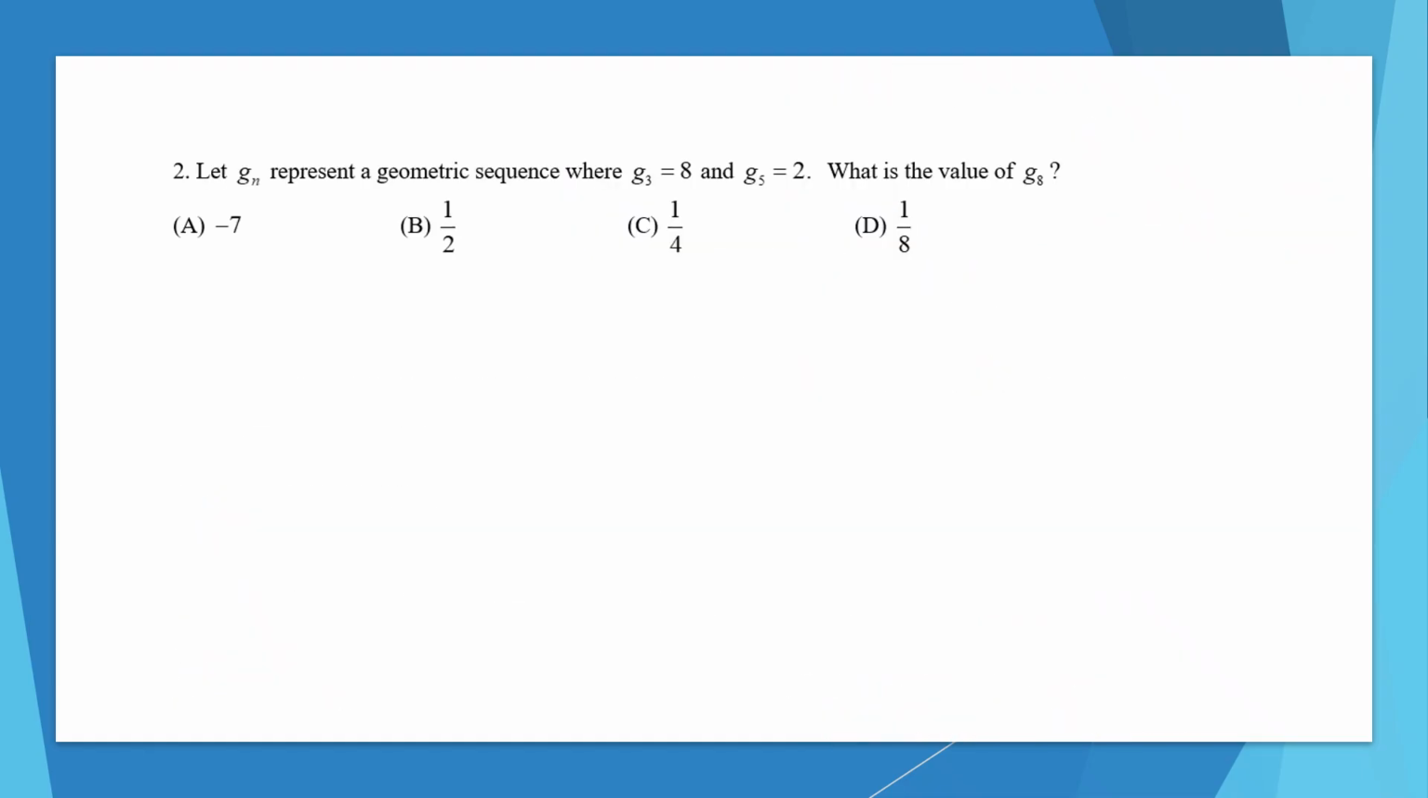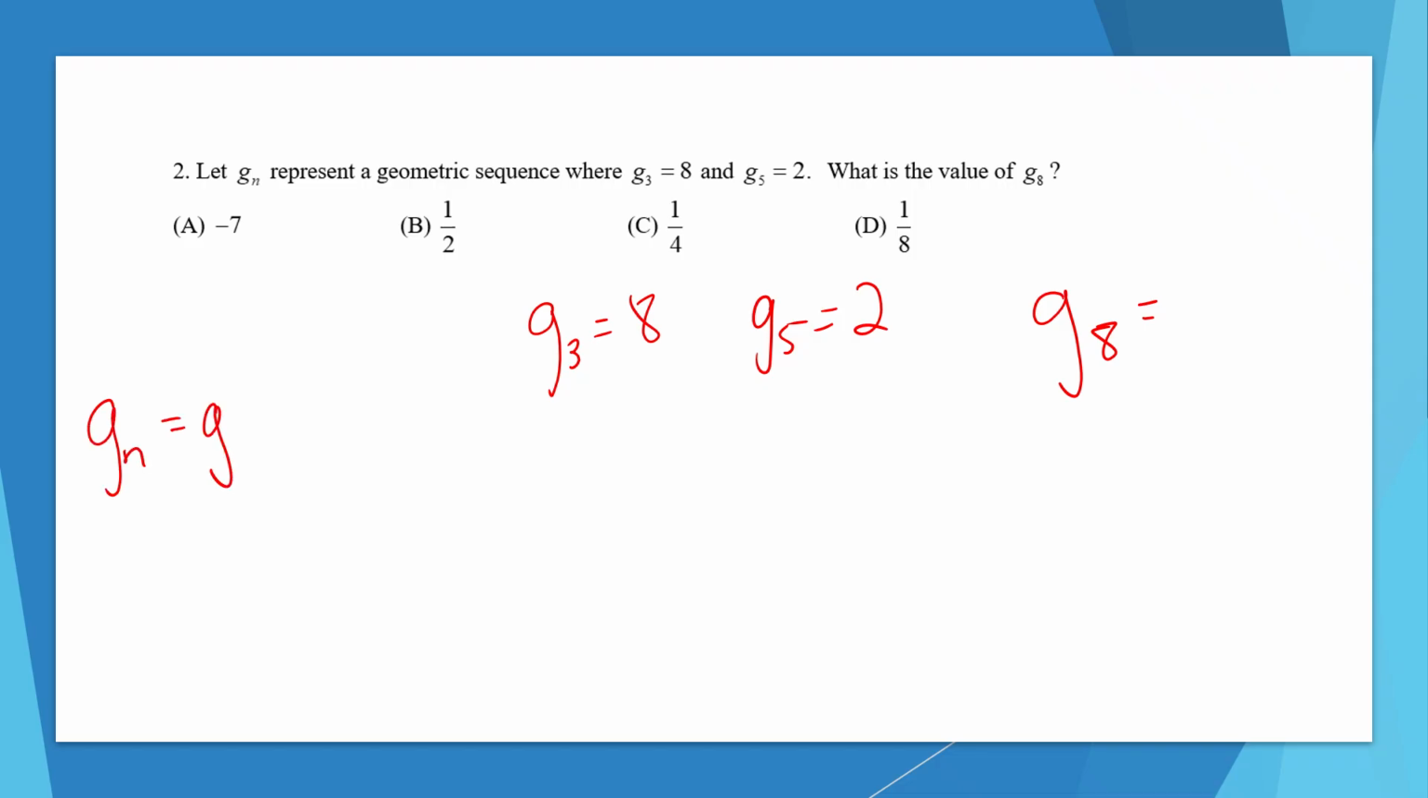Number 2, let G of n represent a geometric sequence where the third term is 8 and the fifth term is 2. What is G of 8? What is the 8th term here? So taking a look, what I would do is I would use our formula. So remember, G of n equals G of k times r to the power of n minus k. In this case, remember, G of n is going to be your later term and G of k is going to be your earlier term, and r is going to be your common ratio. We have 2 terms, but we don't know what our common ratio is, so let's solve for that first.